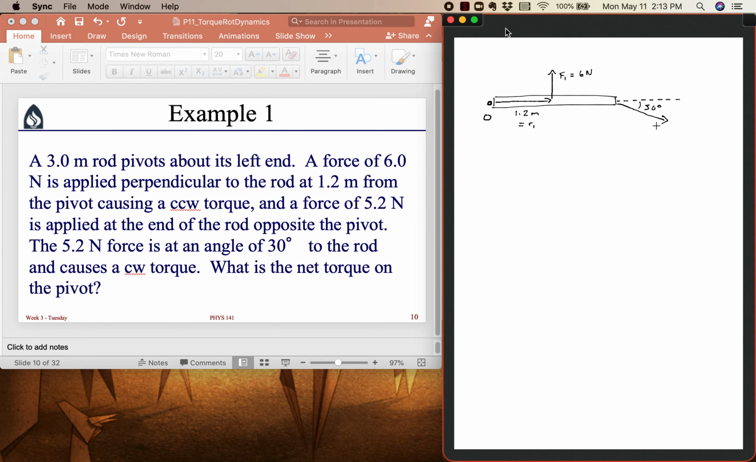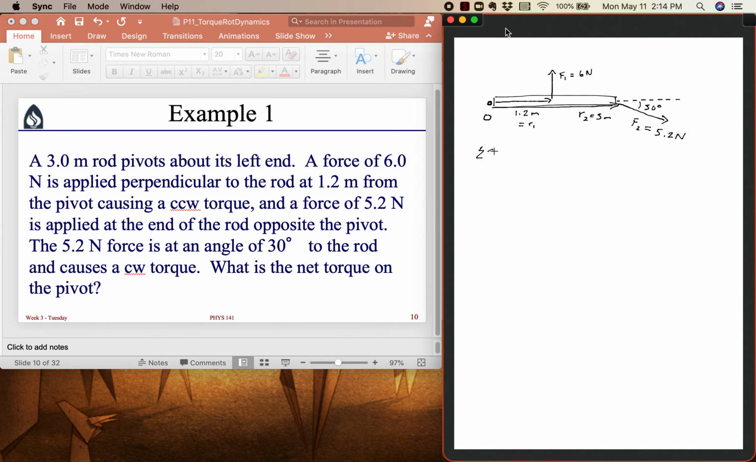Now this second force, which I'll call F2, has a magnitude of 5.2 newtons. And its moment arm, which gives us the distance from the origin to where the force is applied, is going to be equal to the total length of the rod, which is 3 meters. So I will draw a second moment arm, and this R2 is 3 meters. So we want to find the net torque on the pivot. We need to add up these two torques.